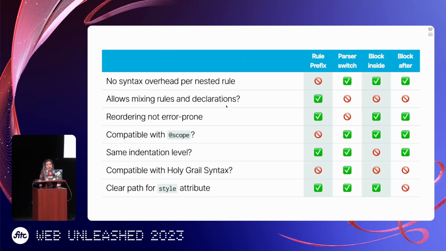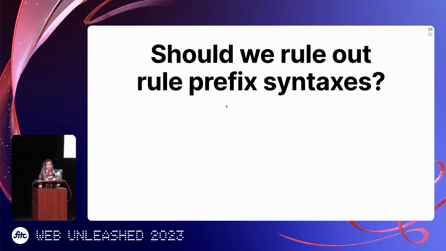Of these, only some of the parser switch proposals were compatible, but not all, actually. This would be a sort of half check, half not. And also, is there a clear path for the style attribute? Eventually, we want to do nesting everywhere that allows declarations, including inline styles. So far, it looks like the rule prefix syntaxes are out of the question, because they require extra syntax for each rule, which makes them very tedious, noisy, all of these things that we mentioned.